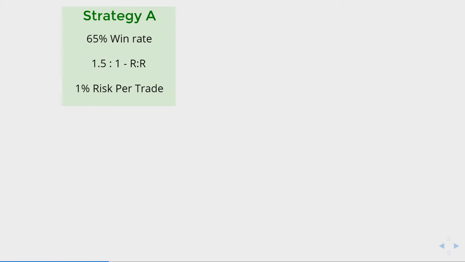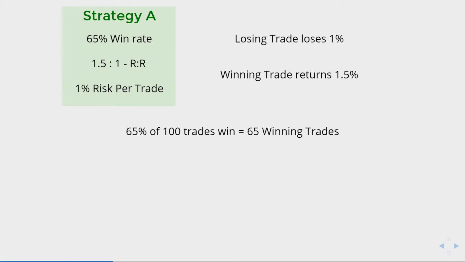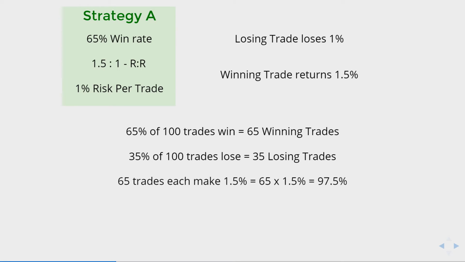So let's proceed. Starting with strategy A, we need to know how much our winning trade will make. If we are risking 1% per trade, then we stand to make 1.5% if the trade wins, as the risk to reward ratio is 1 to 1.5. So we know 65% of trades win, so 65% of 100 trades is 65. 35% of trades lose, so 35% of 100 trades is 35. So if 65 winning trades each make 1.5%, we can times 65 by 1.5 to get 97.5. So we make 97.5% from our winning trades.